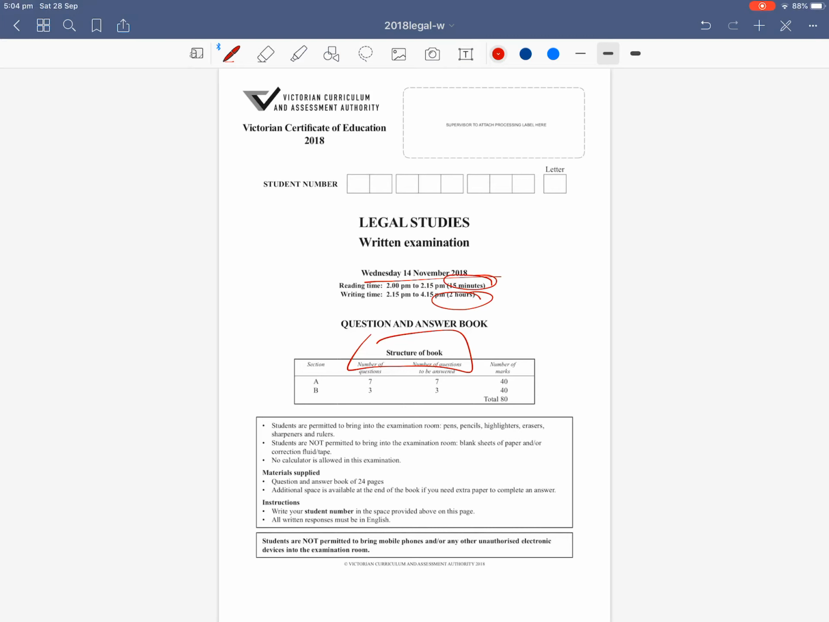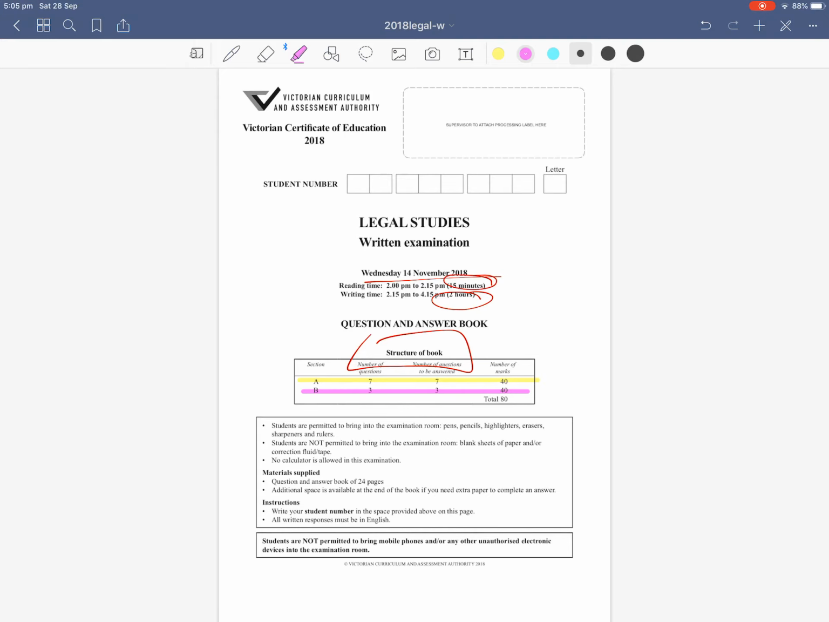Now, I'm going to just draw your attention to two things. The first thing is Section A has 7 questions and it's worth 40 marks. Section B has 3 questions and it's also worth 40 marks. So you need to be aware that Section A and B are evenly weighted, although there are more questions. What that essentially means is in Section B, you're going to have a question that's like 1A, B, C, D, E. Whereas in Section A, there's going to be a little bit more of a variety where they're trying to assess some other questions and skills as well.